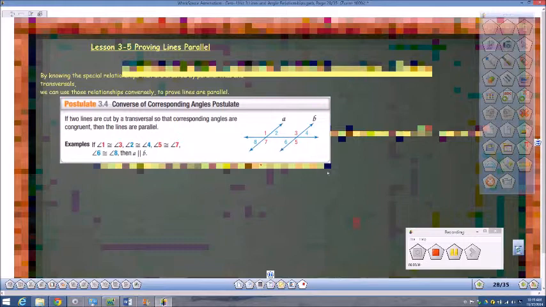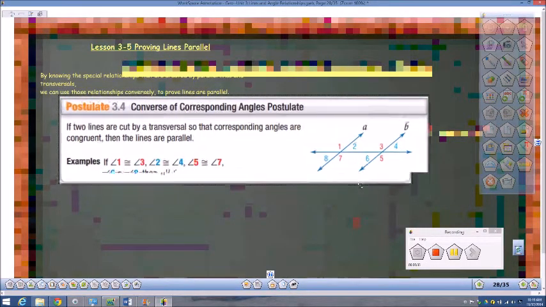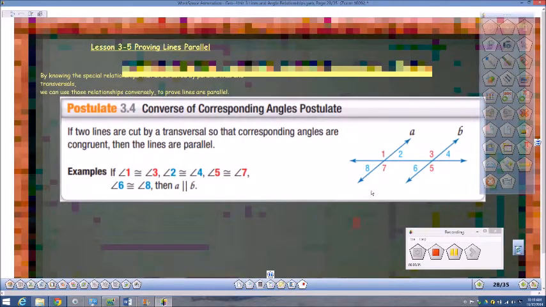So the first thing that we're going to look at is the converse of the corresponding angles postulate. Well, we know the corresponding angles postulate says that if two angles sit in the same spot on a transversal and the lines are parallel, then they're equal. Well, the converse of that is kind of backwards. So we're going to say that if the two angles are congruent and they sit in the same spot, then that proves that the lines are parallel. So the converse kind of goes backwards. This is in your theorem handbook as well.